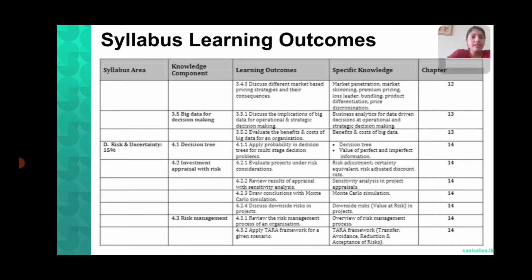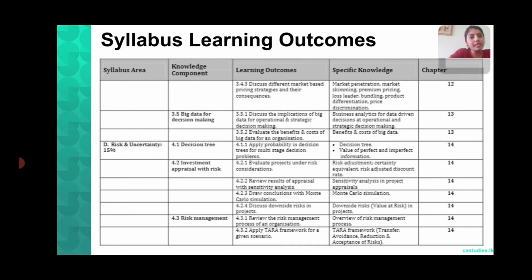Alright, next is risk and uncertainty, section D. Let's see what learning outcomes are assigned to this section. So it's just one chapter, but you see there are several learning outcomes. Okay, so the first one is decision tree, and then we have investment appraisal again, which was covered under decision making and now under risk and uncertainty as well. And we have risk management.